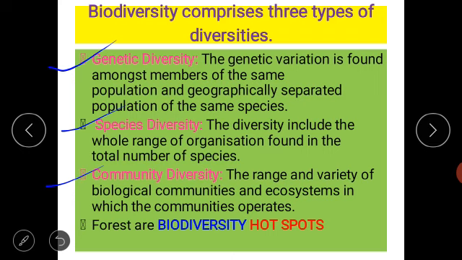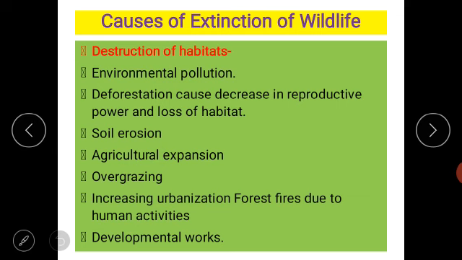So what are forests? Forests are biodiversity hotspots. It means in the forest we can find the greatest biodiversity, so it is called a hotspot. Next point, causes of extinction of wildlife. Now we'll study what the causes of extinction of wildlife are.